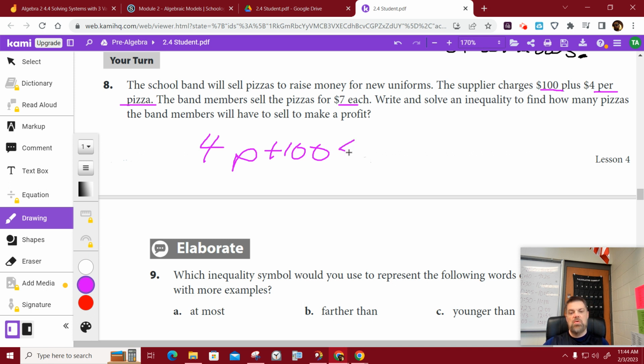So I'm going to sell it. In other words, what I pay for it, this is what I pay.